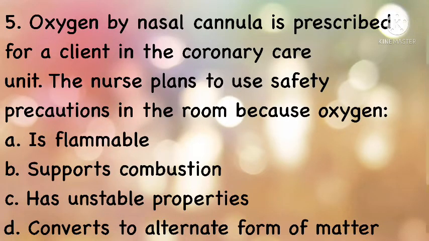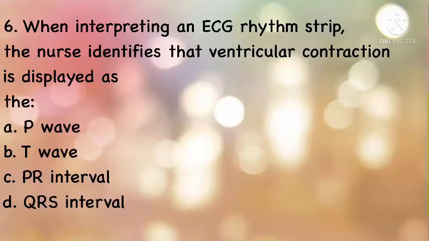Oxygen by nasal cannula is prescribed for a client in the coronary care unit. The nurse plans to use safety precautions in the room because oxygen is flammable, supports combustion, has unstable properties, converts to alternate form of matter. Correct answer is B, supports combustion.